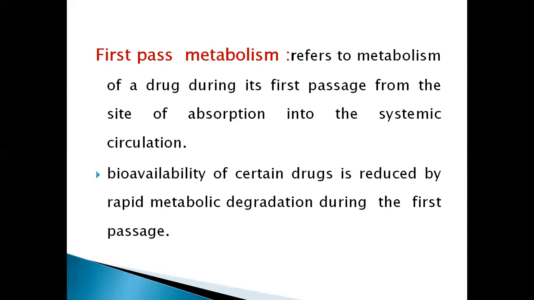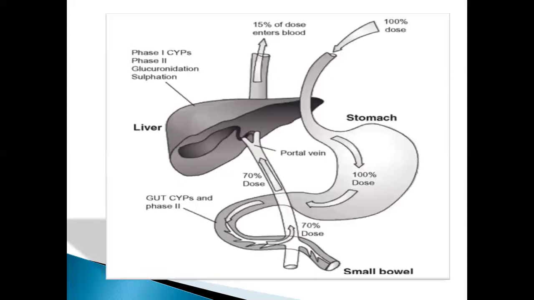So first pass metabolism refers to the metabolism of a drug during its first passage from the site of absorption into the systemic circulation. Bioavailability of certain drugs is reduced by rapid metabolic degradation during its first passage. The consequences of first pass metabolism: drugs which undergo extensive first pass metabolism are administered parenterally. For example, lignocaine is administered intravenously in ventricular arrhythmias. The dose of the drug required for oral administration is more than that given by other systemic routes. For example, nitroglycerin.